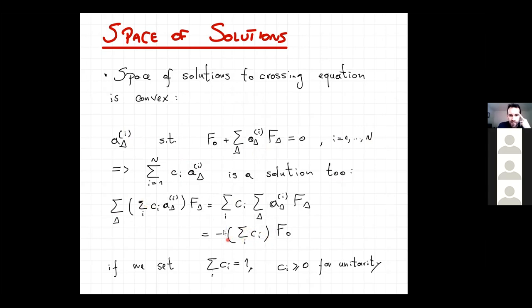So there are some constraints. The constraint is that the sum of these coefficients should add up to 1, basically because the OPE coefficient of the identity has to be 1. And also we want these coefficients to be positive because we want unitarity to be preserved. So you want that this sum is still positive.